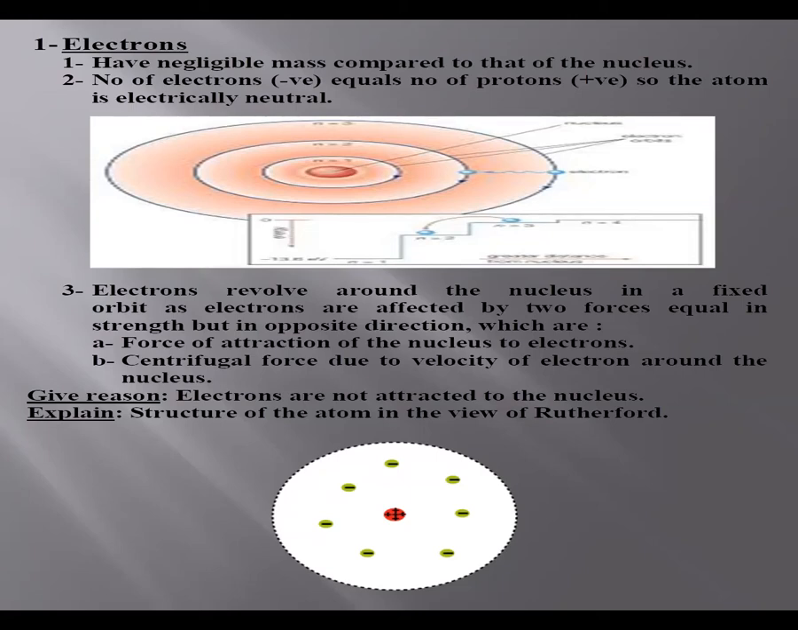Number 3, electrons revolve around the nucleus in a fixed orbit, as the electrons are affected by 2 forces which are equal in strength but opposite in direction. These 2 forces are, number 1, the force of attraction of the nucleus, and the second one, the centripetal or centrifugal force resulting from the rotation of electrons around the nucleus.